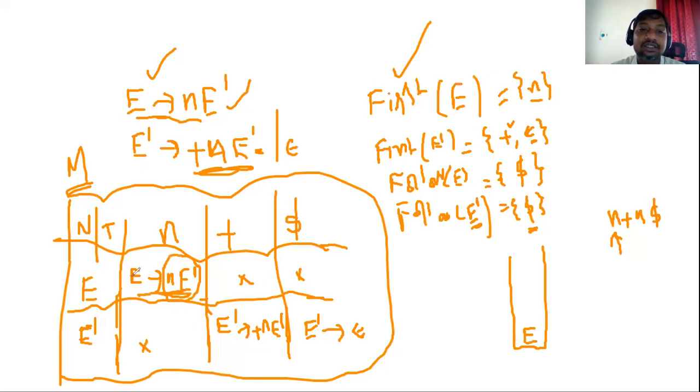How to insert in reverse order: E' should go first, and n should be on top. That is our intention. So insert E' first, then n.